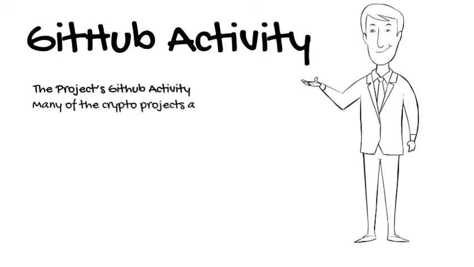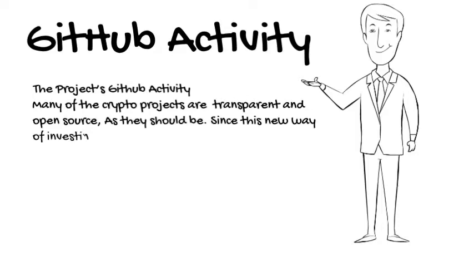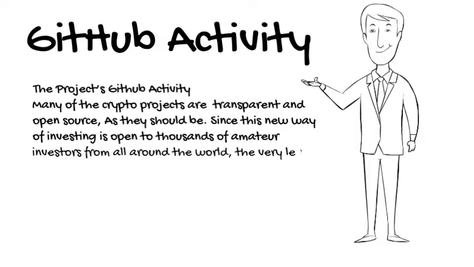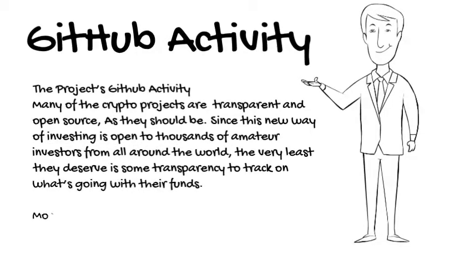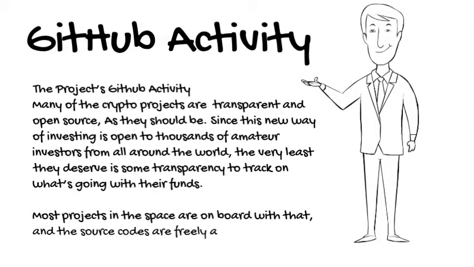GitHub activity. Many of the crypto projects are transparent and open source, as they should be. Since this new way of investing is open to thousands of amateur investors from around the world, the very least they deserve is some transparency to track what's going on with their funds. Most projects in the space are on board with that, and the source is available on GitHub.